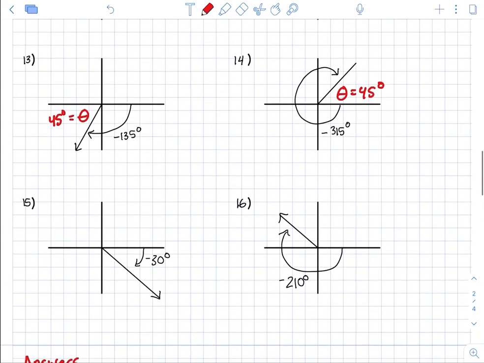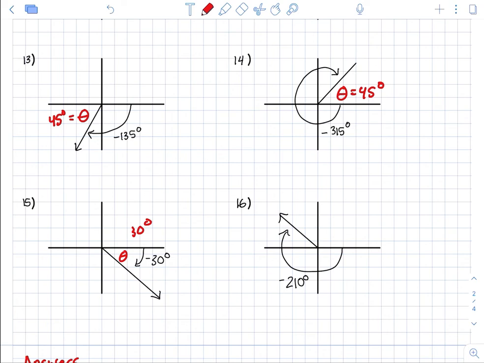15. X-axis, terminal side. What is this angle measurement? Well, it pretty much tells you. But remember, we want it to be positive. So this theta, you guys, is going to be about 30 degrees. Again, we want our reference angles for our classroom to be positive.